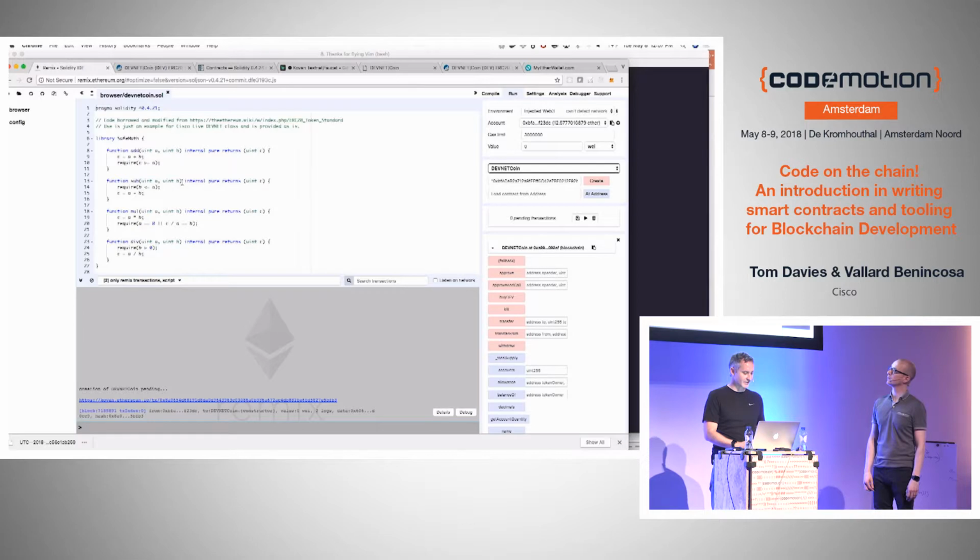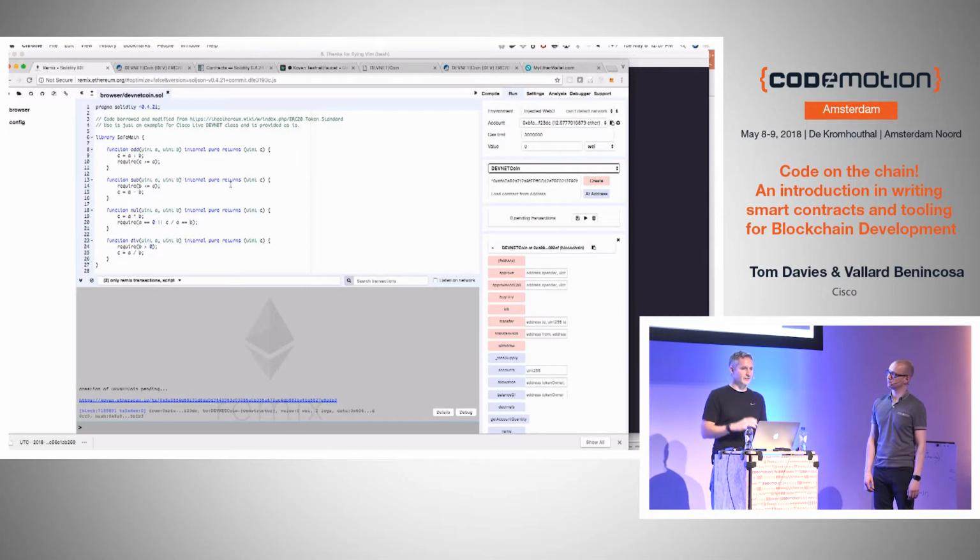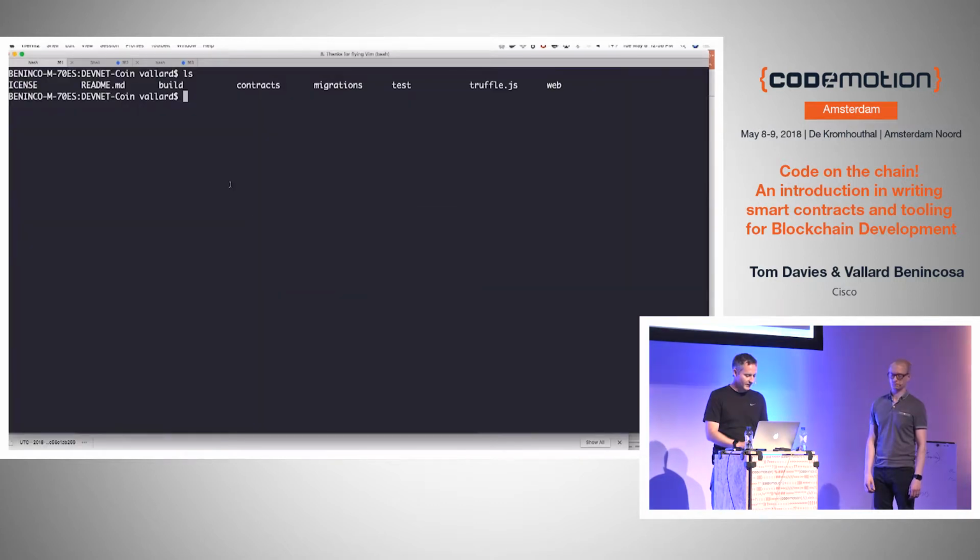So this is Remix. You just go to remix.ethereum.org, and you can select your compiler version over in settings, and you can put the code in there. That was a nice way to start, because it does the syntax checking for you, and it compiles it for you as you get started.